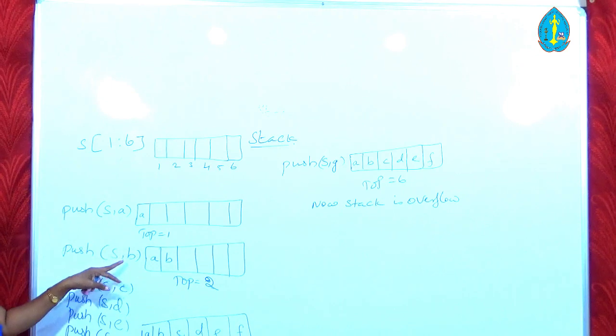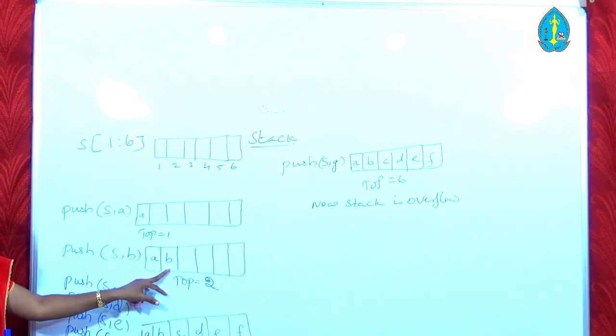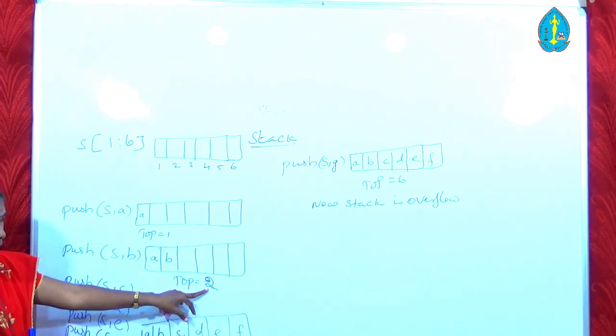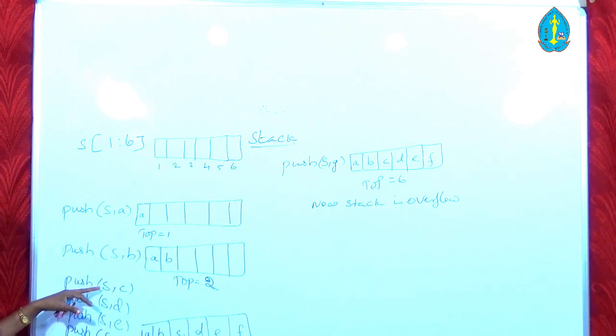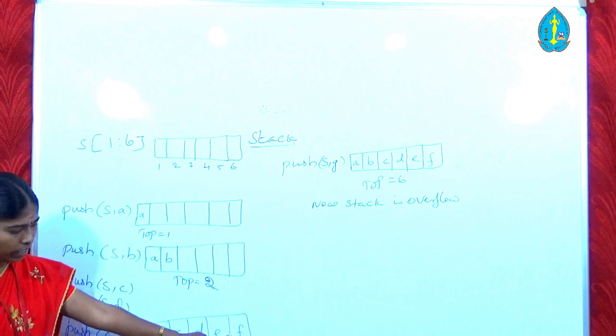So the second element, B, will be pushed into the stack. The second element will be inserted in the second position of the stack, so automatically the top pointer will be incremented to 2. After that, C, D, E, F, the 4 elements, are inserted consecutively. We have to store them in the stack.